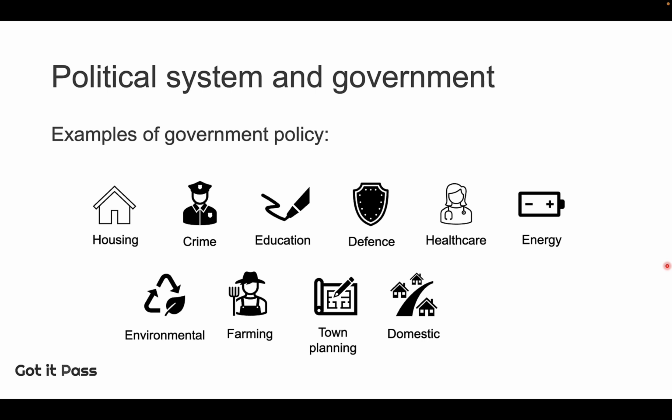Next, domestic. A government may use regional development grants to attract new employers to areas of high unemployment. It means that government can subsidize the business owners to employ or to hire more people in an unemployed area or high unemployment rate area to attract more investment.